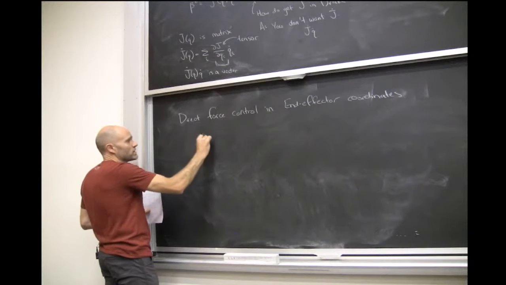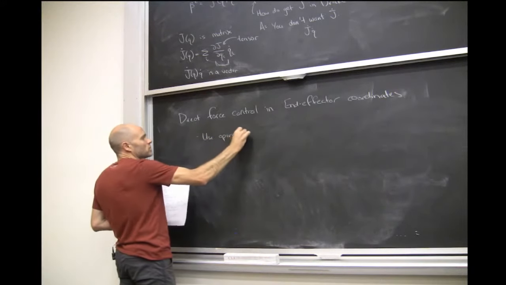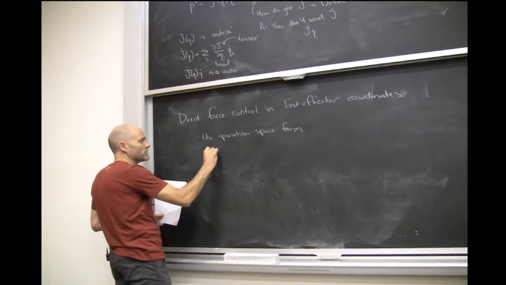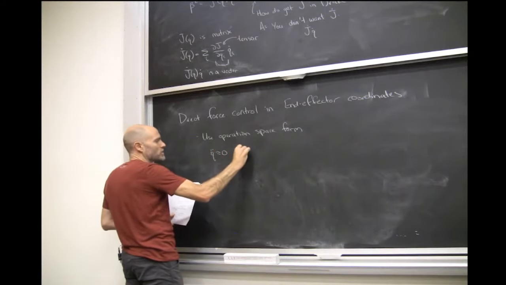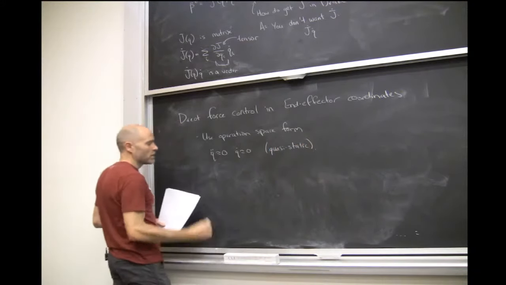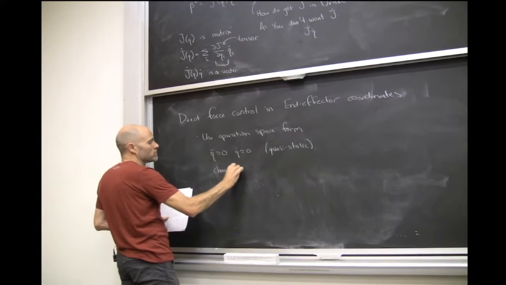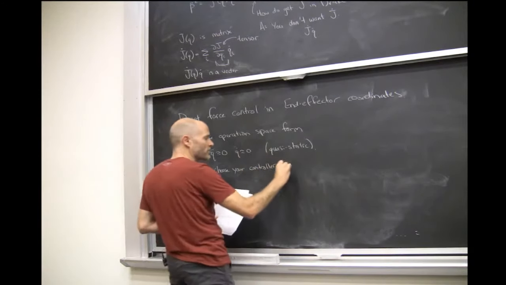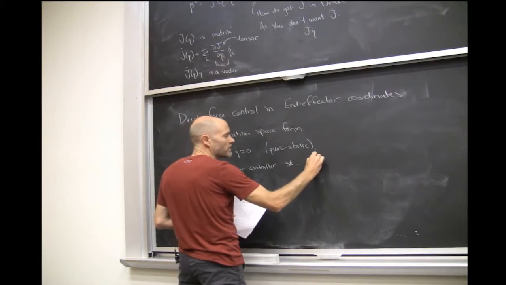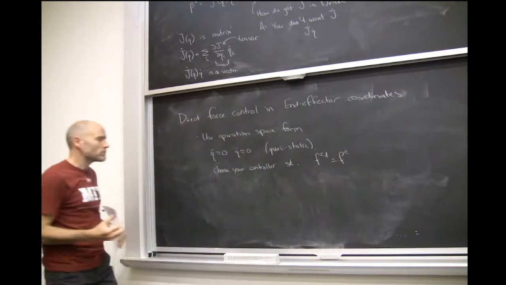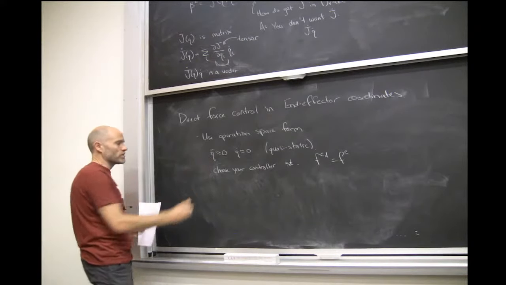Okay. The recipe is to use the operation space form. A recipe would be to say, assume that q double dot is approximately zero, take the quasi-static assumption like we did last time, and choose your controller to cancel the terms such that F_C desired equals F_C in the end effector coordinates. The equations would look almost the same as what I just wrote.